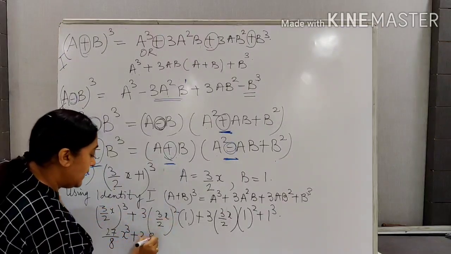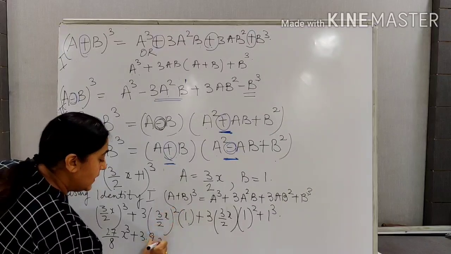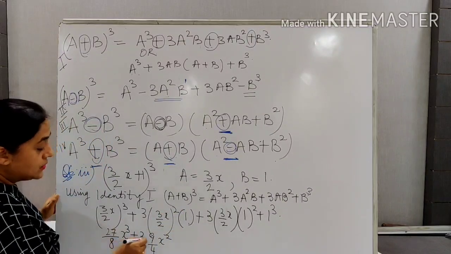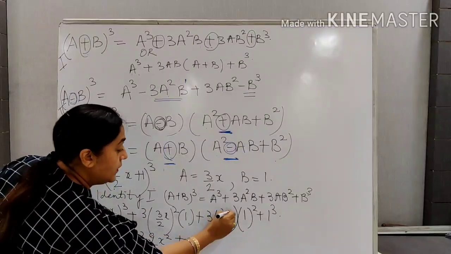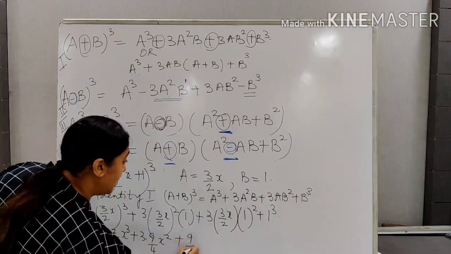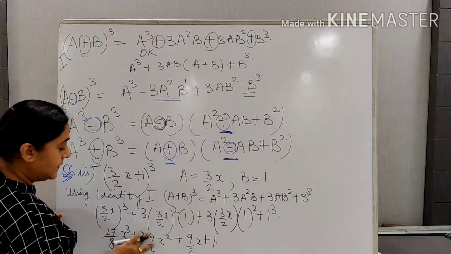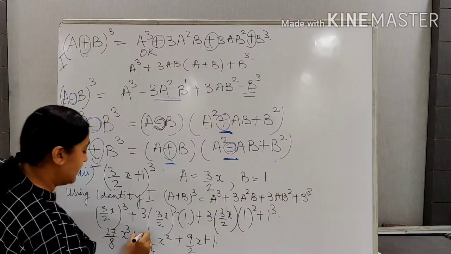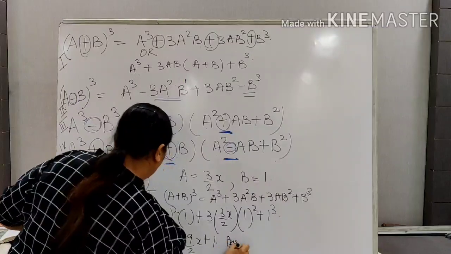What is 3 square? It is 9. What is 2 square? It is 4. What is x square? It is x square only. So this dot means we are multiplying it. Again, now here we don't have any whole square or cube. You will directly solve it. It is 9 by 2x plus 1. So what is 3 into 9? 3 into 9 is 27. So I am writing here only. So this is your answer for this question.